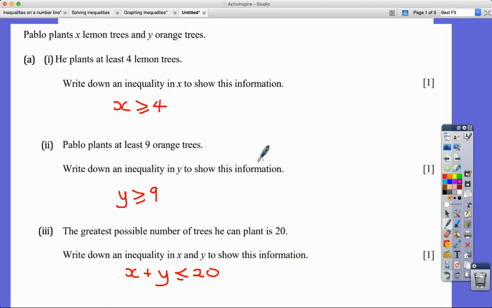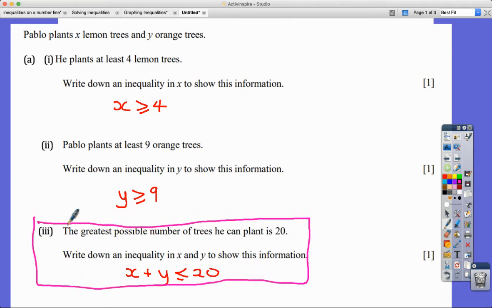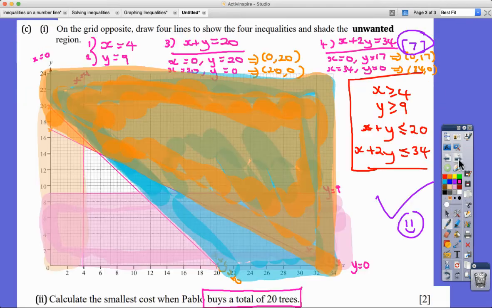Was it? No, it wasn't. It was this bit here. So there was a particular line that was drawn where the greatest possible number of trees he can plant is 20. Beyond that, we can have less or we can have more. So really, the point that I'm looking at here needs to be on this line here.